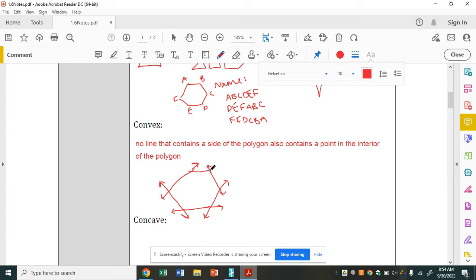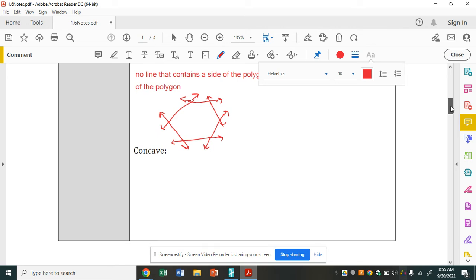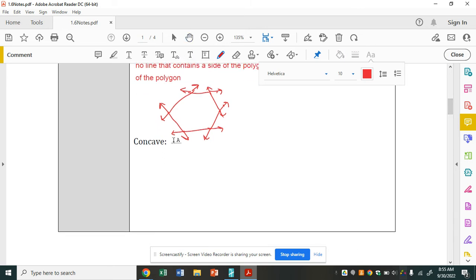So if I picked any point on these extended side lengths, no matter what, it's never going to fall in this shape. Concave is the opposite of that. So concave is a line that contains a side of the polygon also contains a point in the interior of the polygon.